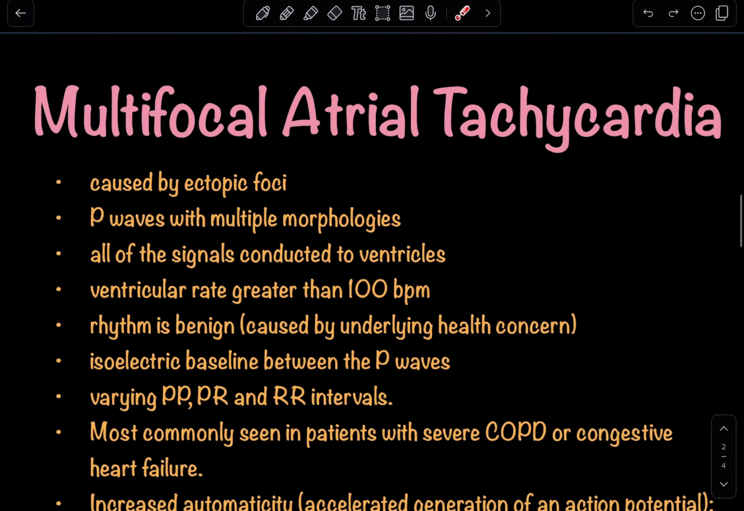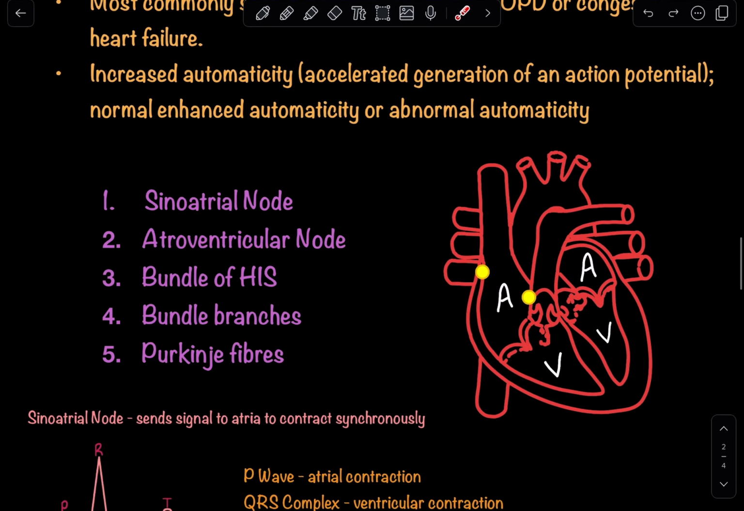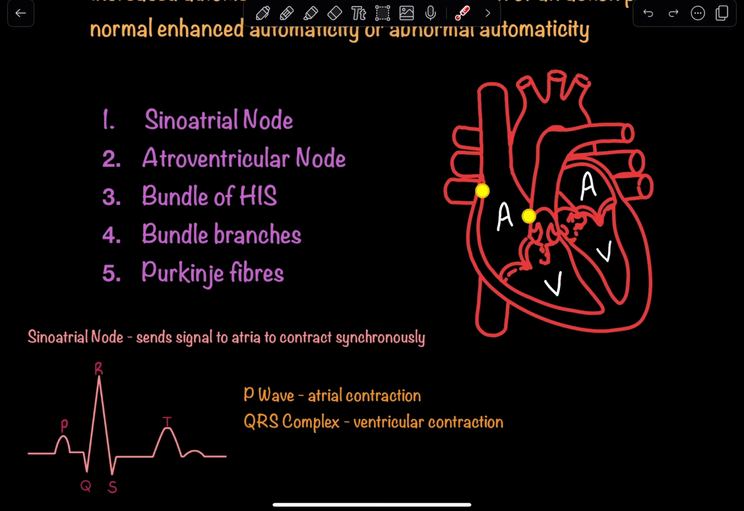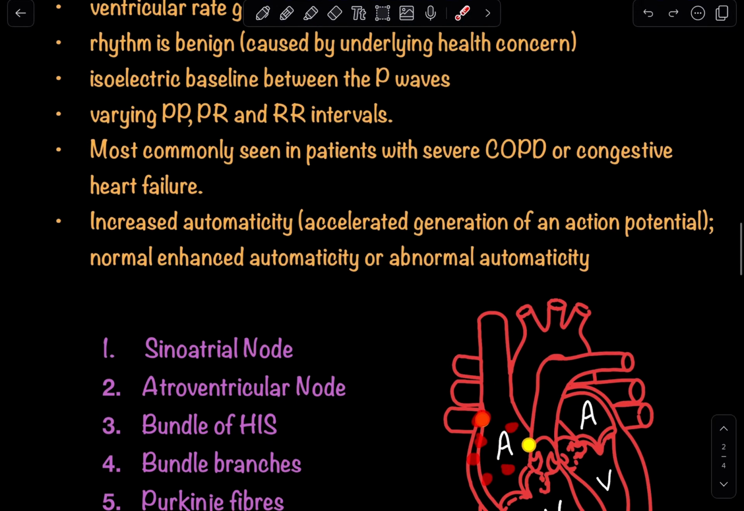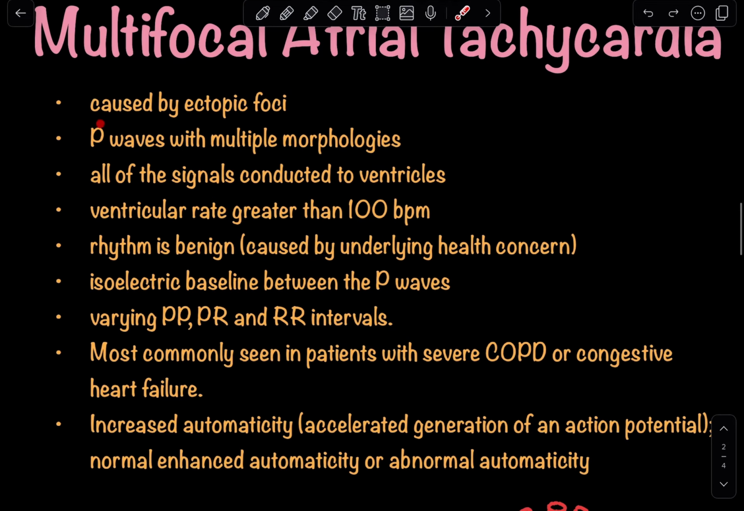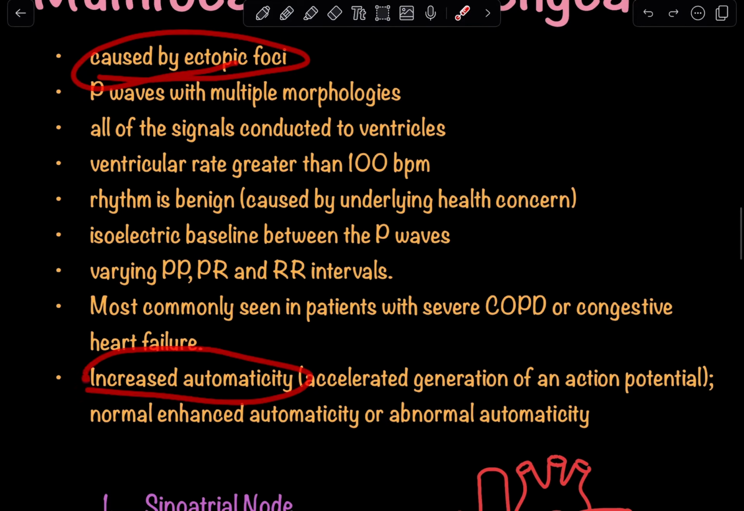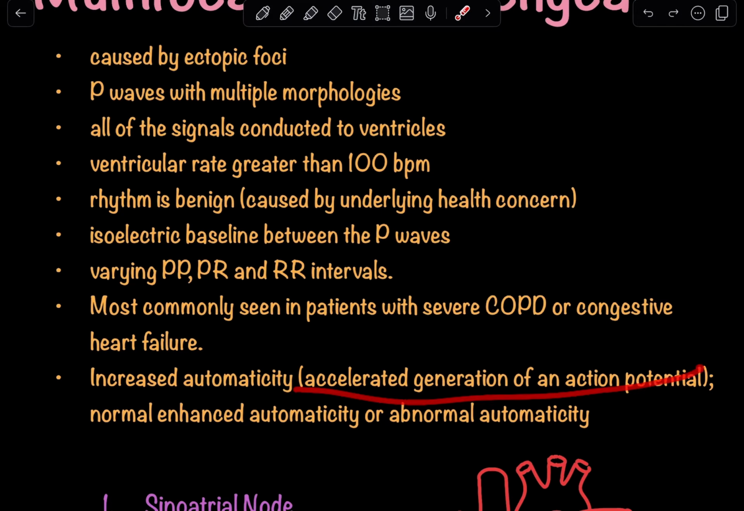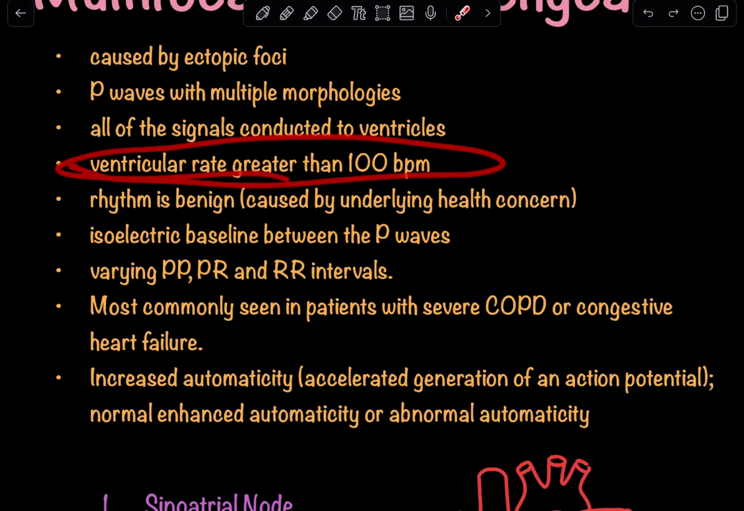One thing we have to clarify quickly is that when I refer to ectopic, it essentially means in an abnormal location. So the normal location for the electrical impulse to be generated would be the SA node. But now that we have abnormal locations sending off signals, we refer to them as ectopic foci. Now going back over here, it's caused by ectopic foci, there's increased automaticity, so we have accelerated generation of action potentials, and we're going to see an increased ventricular rate of more than 100 beats per minute.